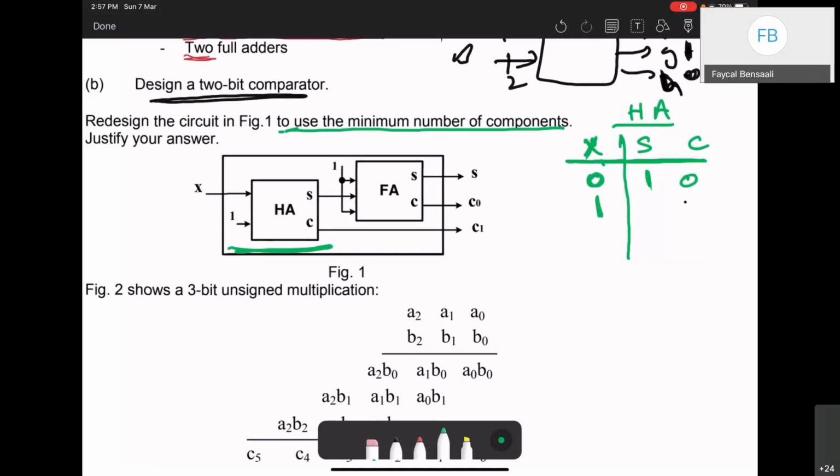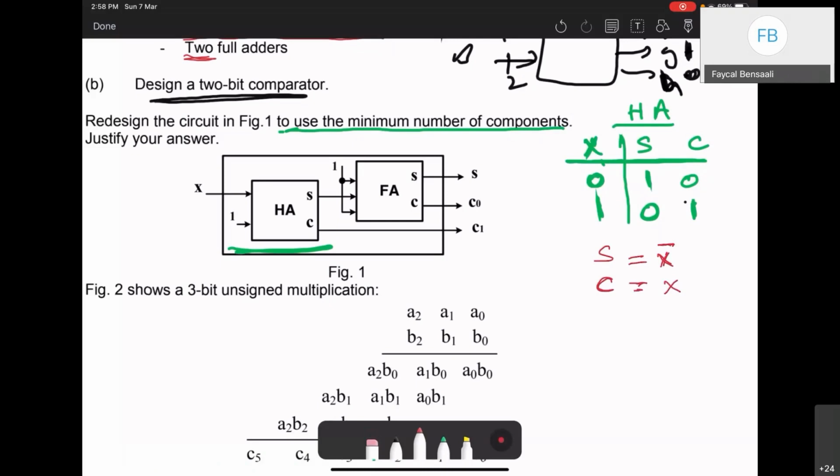If X is 1, what do we get? The sum is 0 and the carry is 1. Good. Sum is 0 and the carry is 1. Excellent. And that's it. So what do you think? What is S? S is equal to X bar. And what is C? Equal to X.